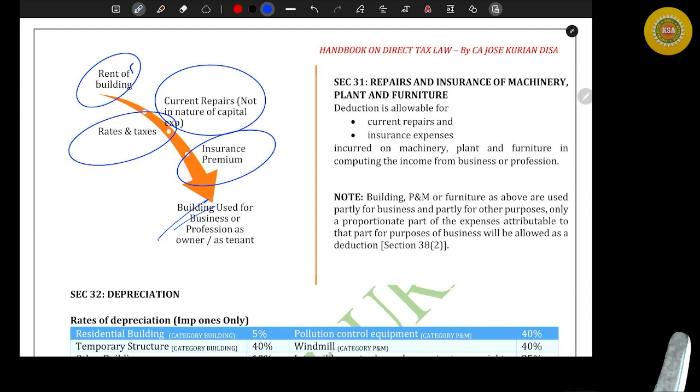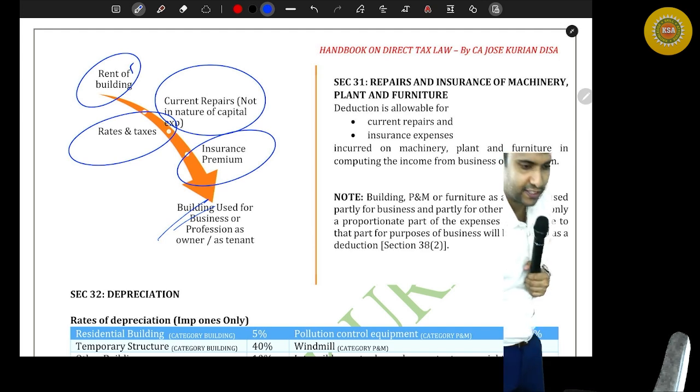Four types of cost associated with the building are allowed as a deduction. Which are the four types of cost? Number one, rent of building. Number two, current repair in the nature of revenue, not in the nature of capital. Number three, rates and taxes. Number four, insurance premium. This building is either owned by me or taken on rent. If it is on rent, the rental expenses and current repair will come. Rates and taxes normally will not come, because normally only the owner is supposed to pay the rates and taxes. Is that point clear for everyone? And online friends, please respond.